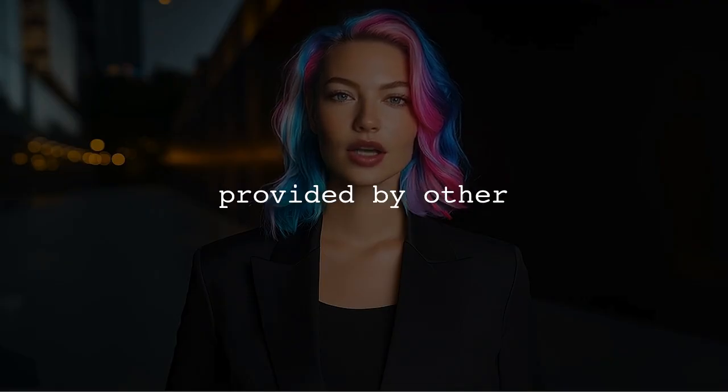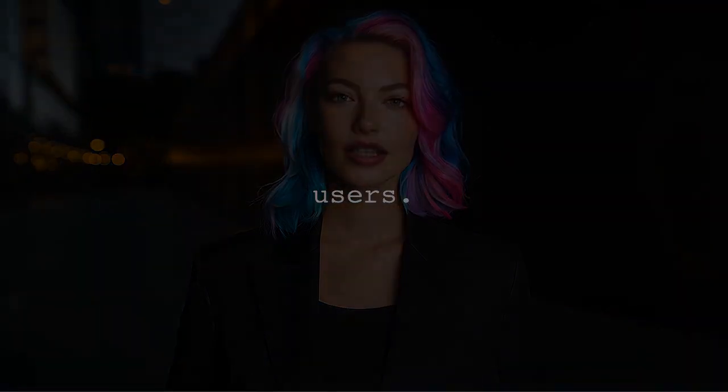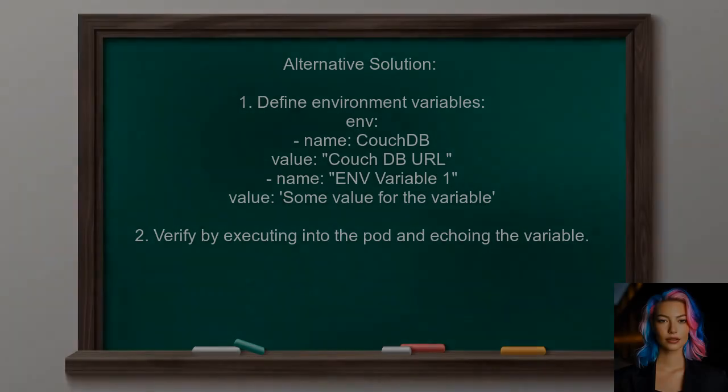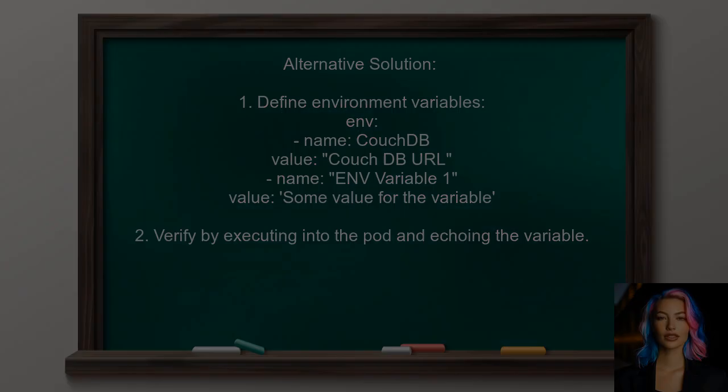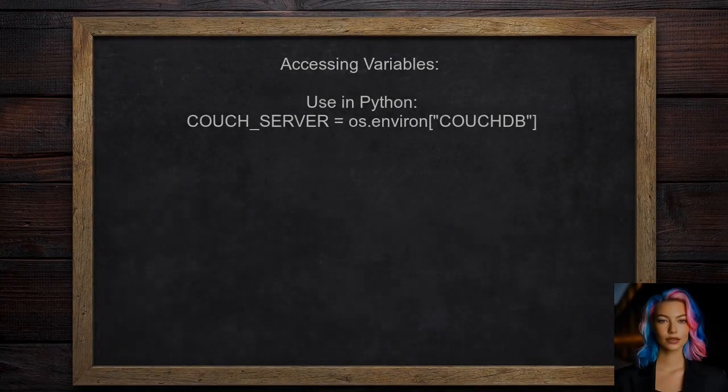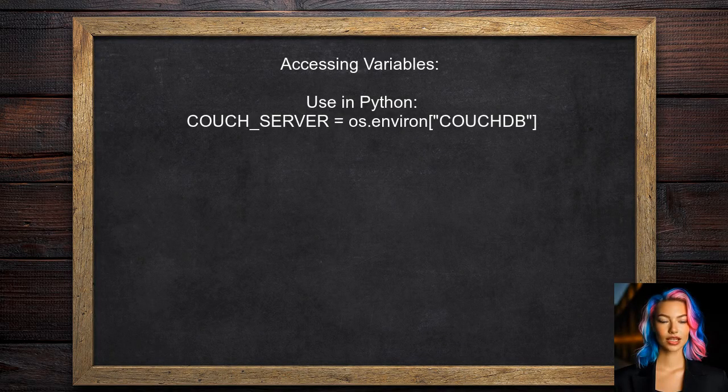Now let's look at the answers provided by other users. An alternative approach suggested by another user is to ensure that environment variables are defined with a name and value under the environment section of your Docker file. They recommend using a format similar to Kubernetes deployment YAML. They also mention that accessing these variables in your Python script using os.environ should work correctly.